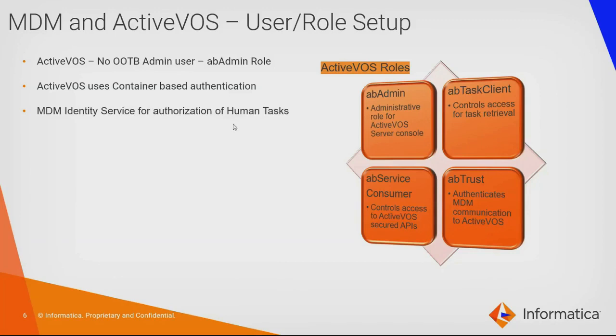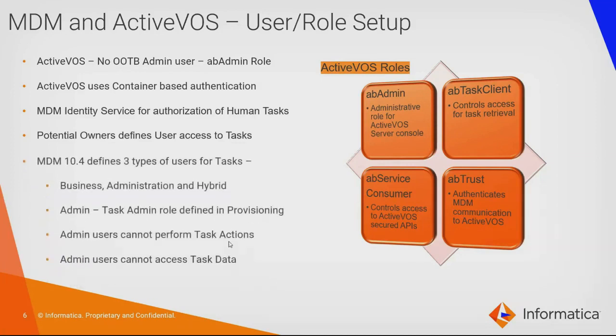So when MDM users try to pull a task from ActiveVOS, their authorization call, like what roles they have, actually relies on a call made from ActiveVOS to MDM to get their roles from the SAM setup itself. These roles are the same ones that should be registered as the potential owner of the task. With MDM 10.4, these are configurable from provisioning.